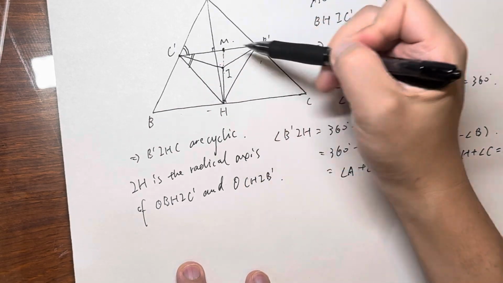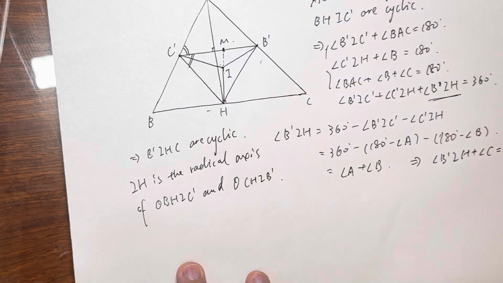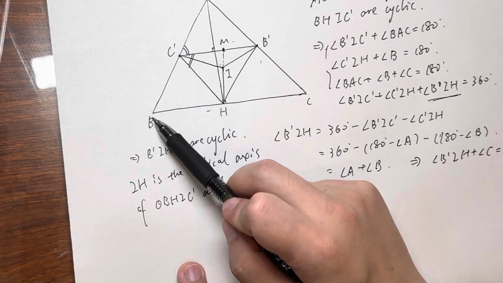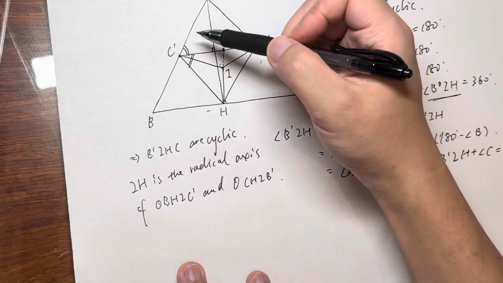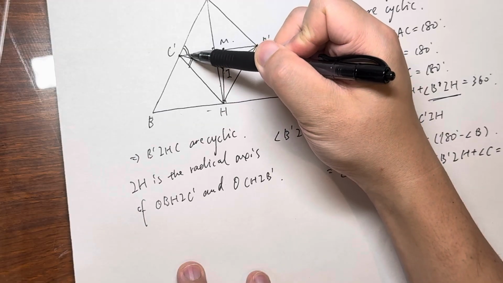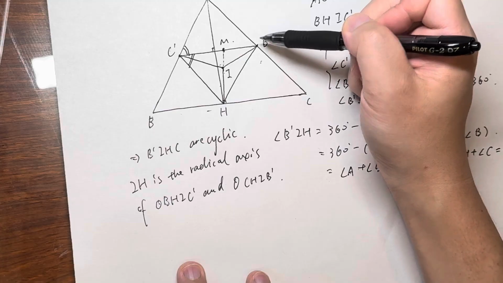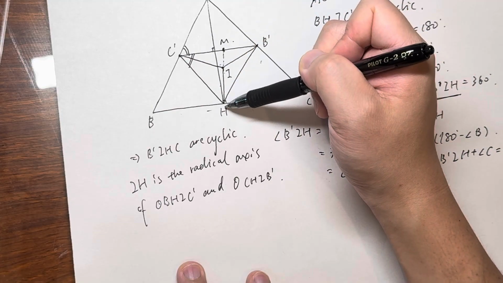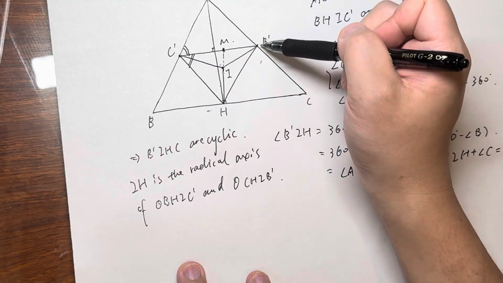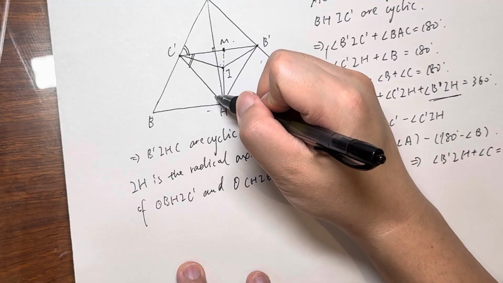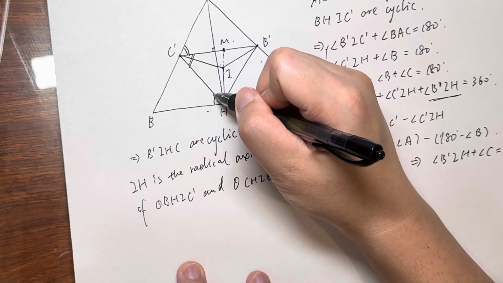Sorry, the angle AC'B', right? This angle equals to this angle. And because C'B' is parallel with BC, this angle, the angle B'C'H, equals to this one.